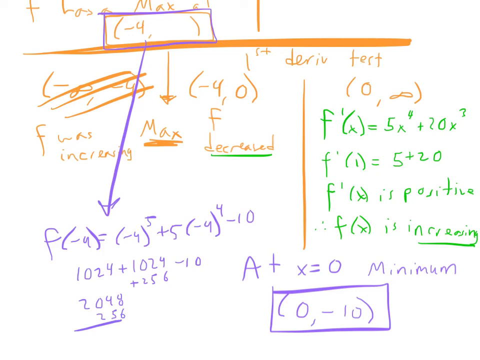Let's see. This puts us at 2304, and then subtracting 10, 2254. The chances of me getting that right this late at night are very slim. But negative 4, comma 2254. That sounds like a maximum. I mean, at least it sounds like a high value.